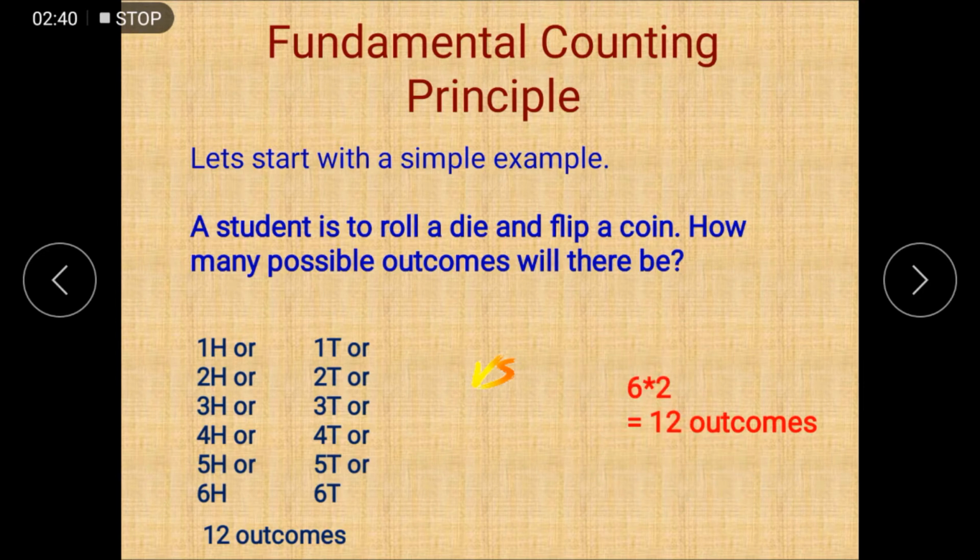Using the same method, if I have 2 dice and then a coin, my possible outcomes will be 6 times 6 times 2, because of 2 dice you have two 6s. If you have 2 coins and 1 die, then 6 times 2 times 2, which is 24 outcomes. So that is the principle of counting. I hope you understand the logic behind it. We can either list out everything here, or we use the principle. The principle says we just multiply the outcomes for each event.